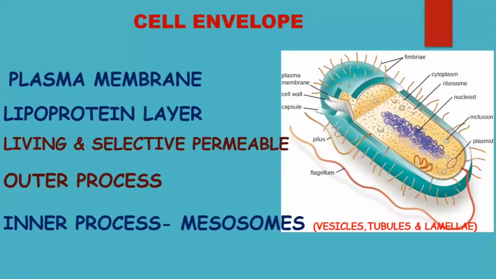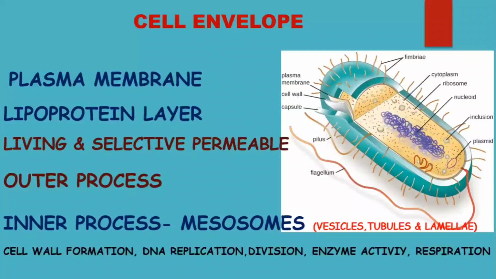This is mesosome. If you talk about the plasma membrane, it also gives out some inner processes which are called mesosomes, infoldings of plasma membrane. Here, you can find the mesosome. This is the mesosome. Structurally, mesosomes are made up of vesicles, tubules, and lamellae. Vesicles, spherical bodies, tubules, tubes, and lamellae means layers.